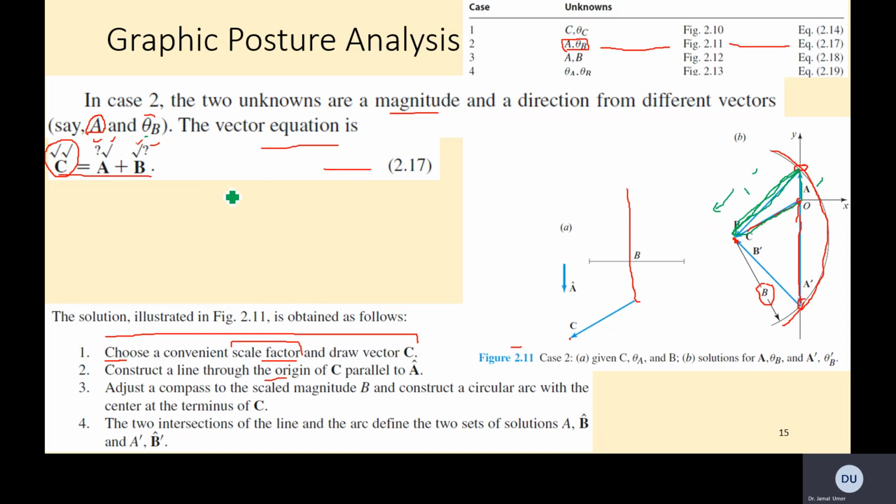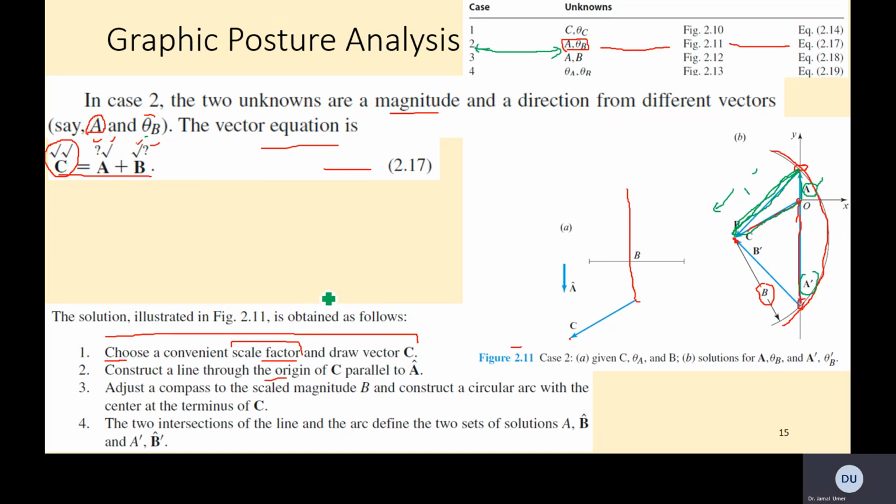In case 2, as we had two unknowns, we will have two solutions, so there are two different options. In these options, the magnitude of A differs: this A is small, this A is larger. That's why we got two different numbers. I'm just making up numbers. Let's say this is 1 centimeter and this is 4 centimeters. When A is 1 centimeter, the B magnitude is like that, and when A is 4 centimeters, the B magnitude is also like that. All right, then we move on to the next case.